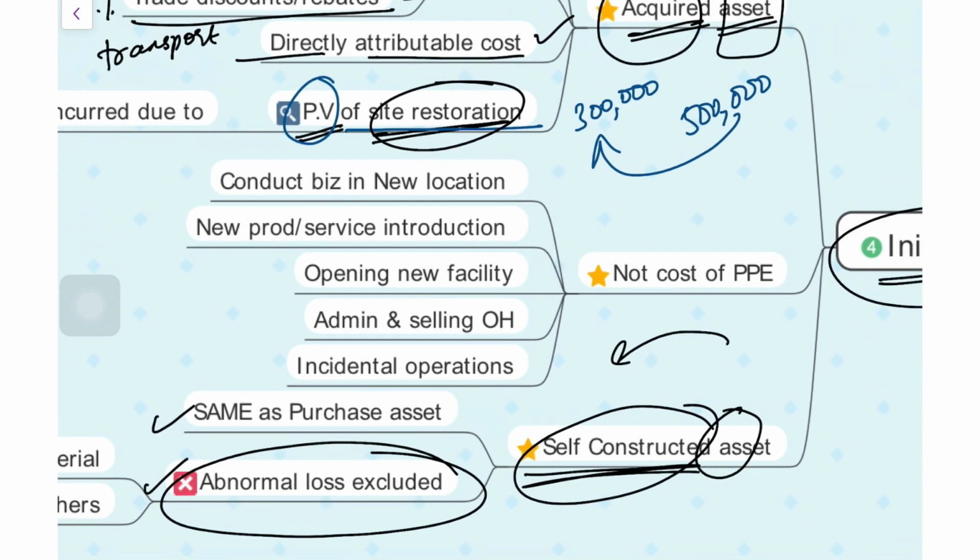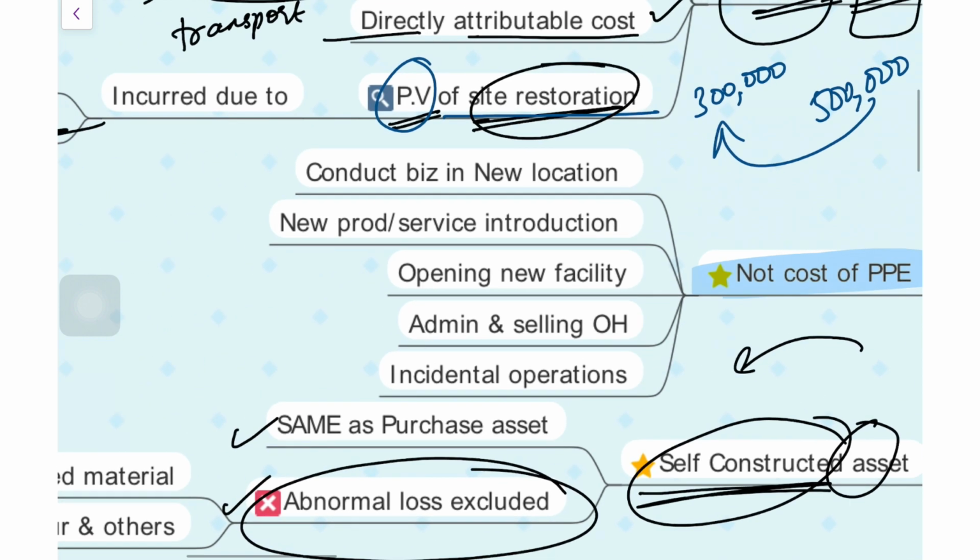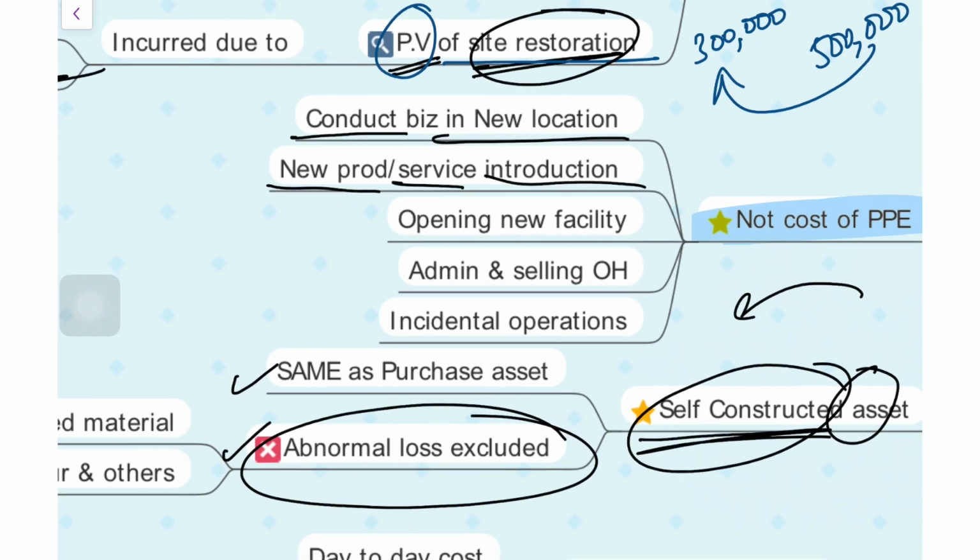Okay, so now you have understood what are the parts of an acquired asset and what forms part of a self-constructed asset. Now what does not form a part of PPE cost is what we are going to understand here. These costs should not be included in the cost of the PPE. The first is, if you are conducting a business in a new location, and for that you have incurred some expenses, then that should not be included. If there is any new service or new product introduction that you are doing, for that also, to introduce a product you might incur some expenses, that you do not include here, because this is like a promotion expense, correct?